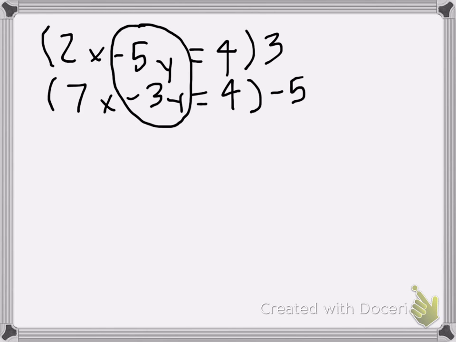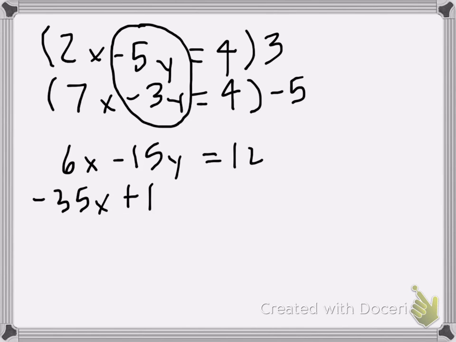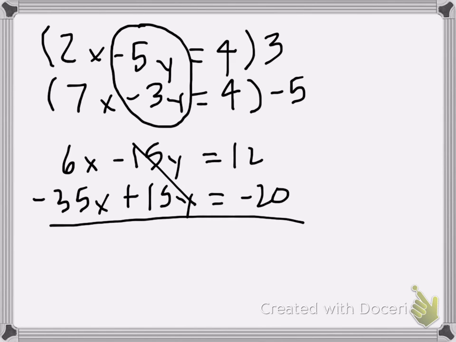Okay, so I'm going to distribute those numbers to each of those terms and get a new system. So I'd have 6x minus 15y equals 12 for my new first equation. And distributing that -5, I'd have -35x plus 15y equals -20. Okay, so we add those two equations together, and the y terms are going to eliminate just like I wanted. That's why I set it up like that.